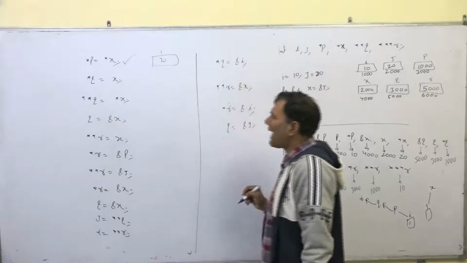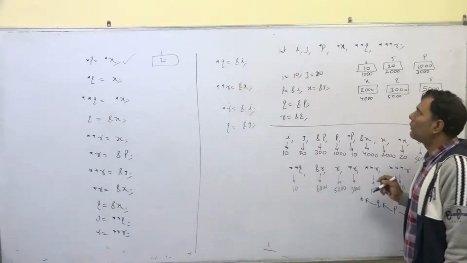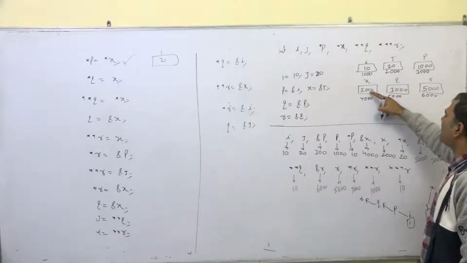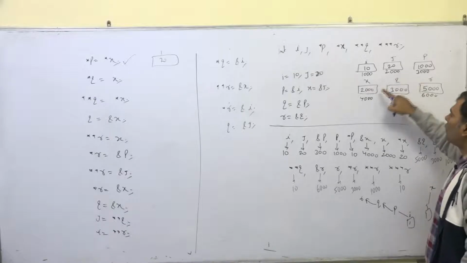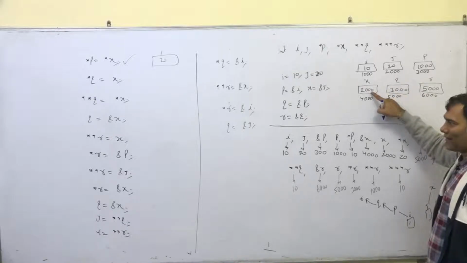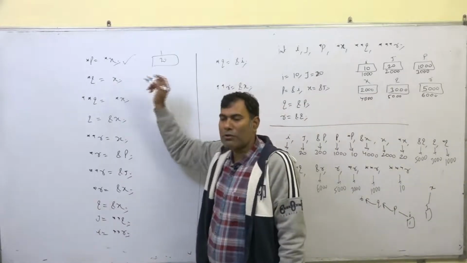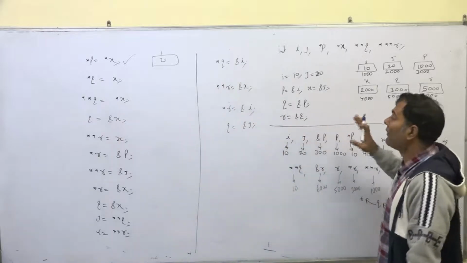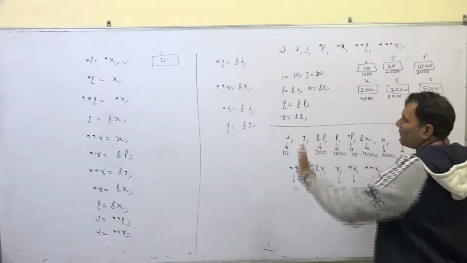Pointer q equal to x. So x holds what? X holds 2000. 2000 means what? It is address of normal variable. So who can hold address of normal variable? Single pointer. So whether that one is single pointer, by looking, you cannot decide.